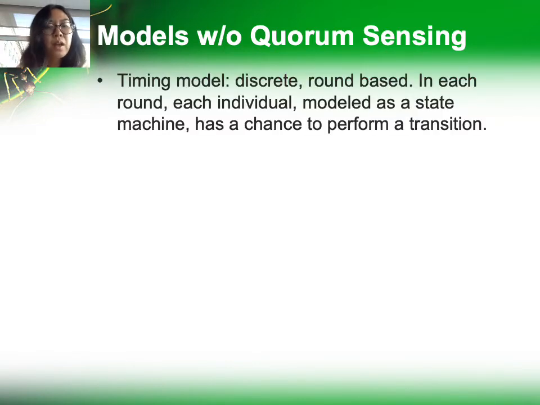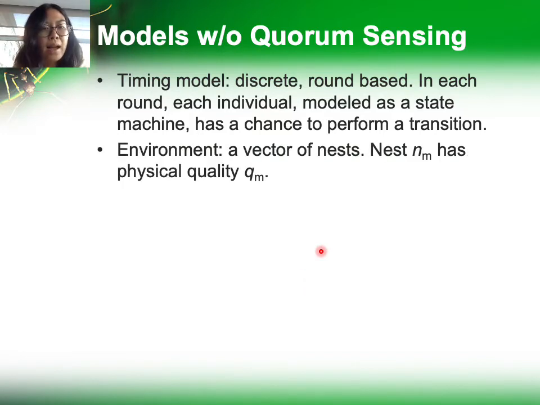So next, I'll talk about the models we'll be working with after removing quorum sensing. The timing model is discrete and round-based. In each round, each individual, modeled as a state machine, has a chance to perform a transition. And the environment contains a vector of nests, and nest n_m has physical quality q_m.